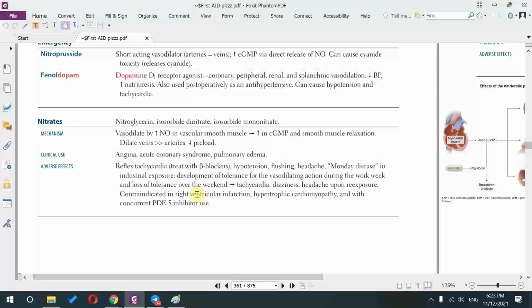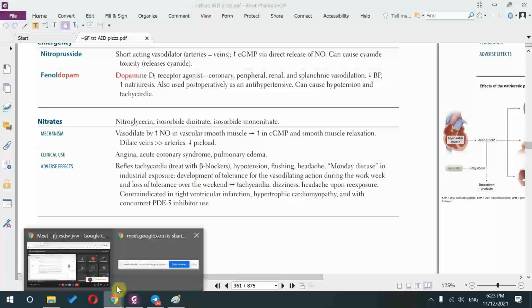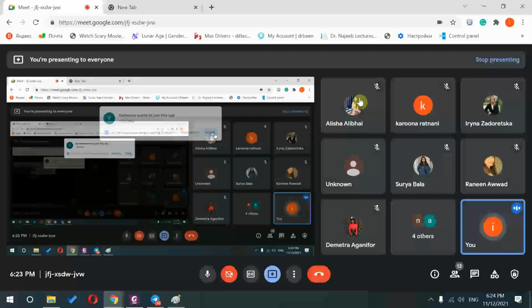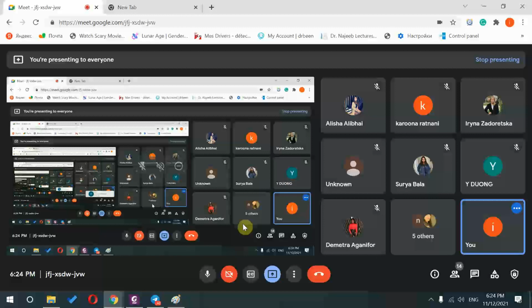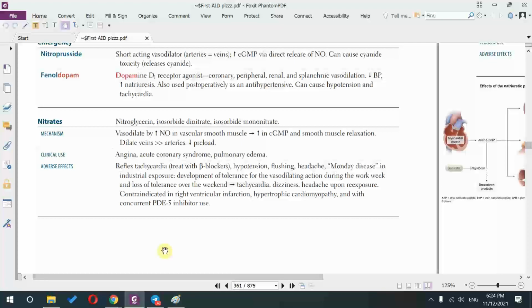Okay, contraindicated in the right ventricular infarction, hypertrophic cardiomyopathy as well. Why hypertrophic cardiomyopathy? Nitrate is a bad idea. In case of using nitrate, do you have more blood or less blood inside of your heart? Yeah, less blood. And do you remember what happens to the severity of the murmur in hypertrophic cardiomyopathy if you have less blood? Yep, it increases, it becomes really bad. Exactly. So that's why it's contraindicated to have HOCM and nitrates together.